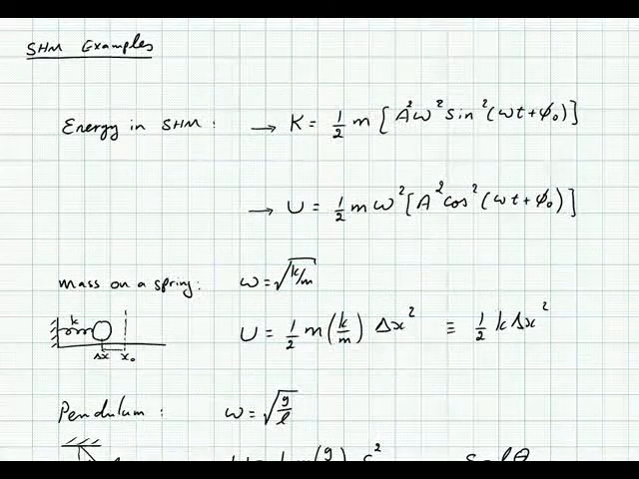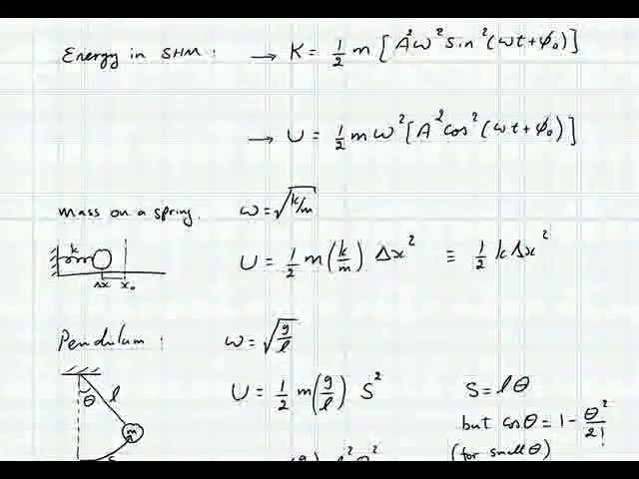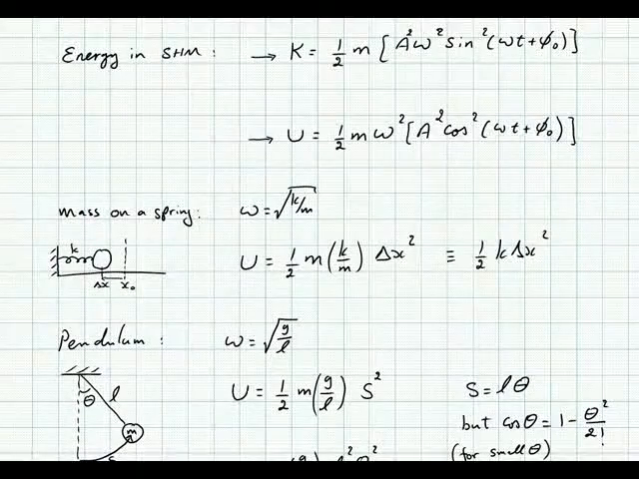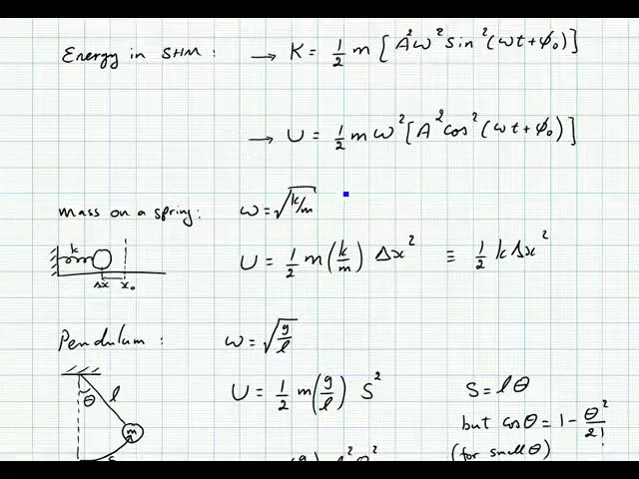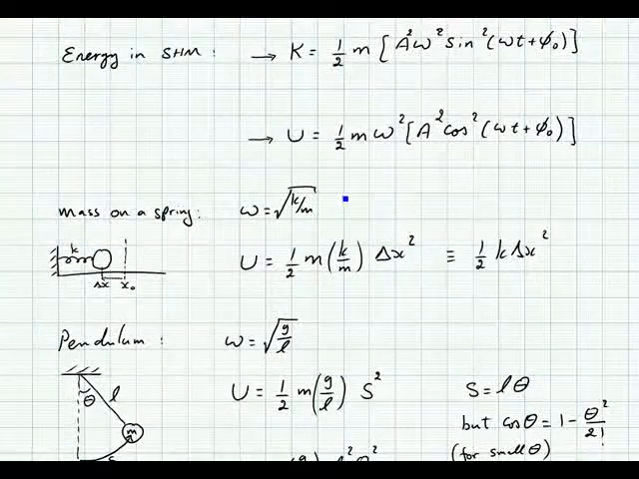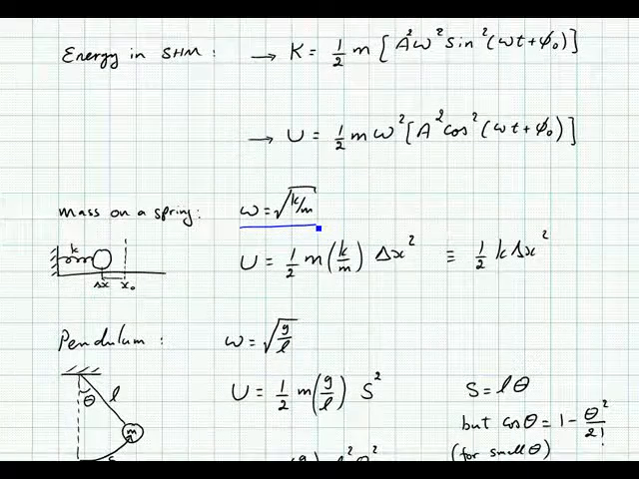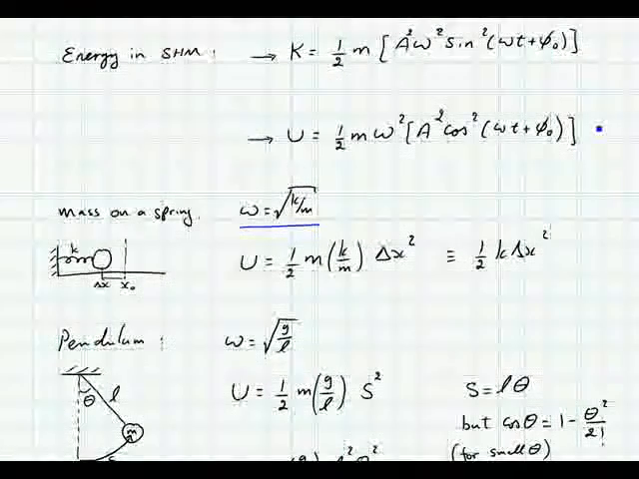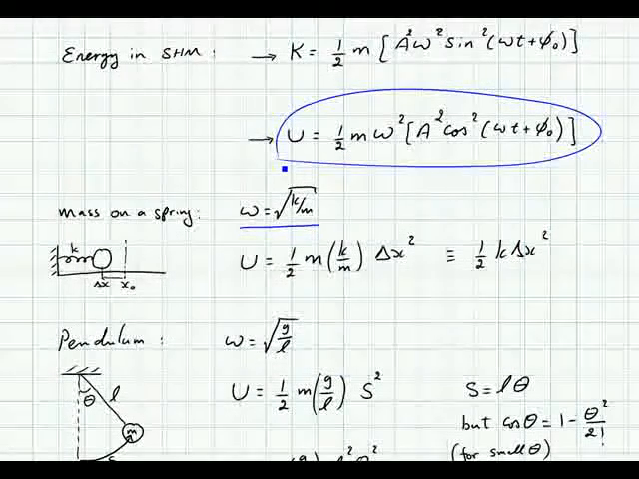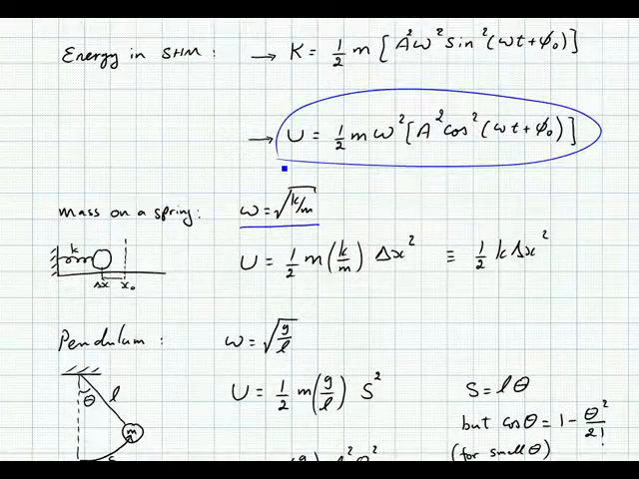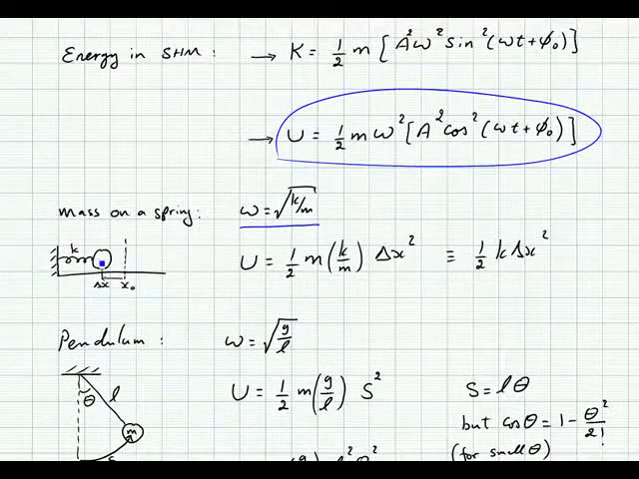Now, if we have a mass on a spring system, we showed that the angular frequency of the simple harmonic oscillation was given by the square root of k over m. Now let me take the expression for the potential energy, this equation here, and see what it would equate to for the case of a mass on a spring.